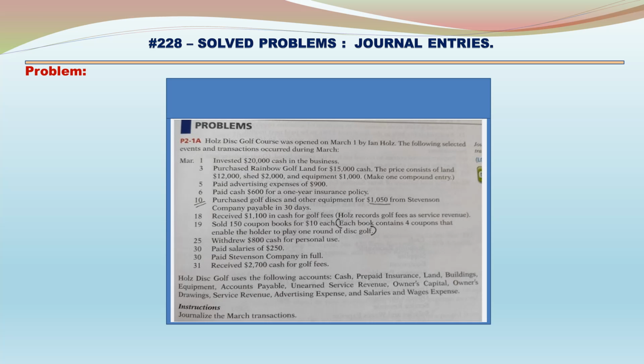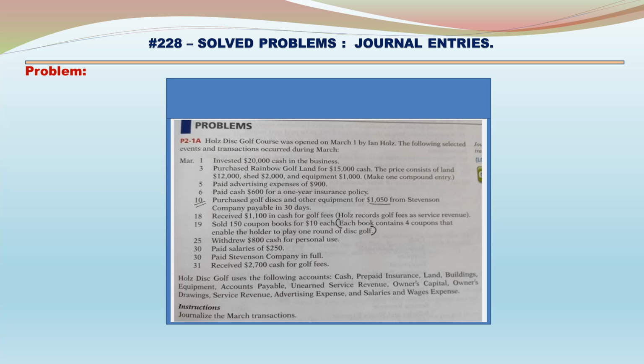March 5. Paid advertising expenses of 900. March 6. Paid cash 600 for a 1-year insurance policy. March 10. Purchased golf discs and other equipment for 1050 from Stevenson Company, payable in 30 days. March 18. Received 1100 in cash for golf fees.